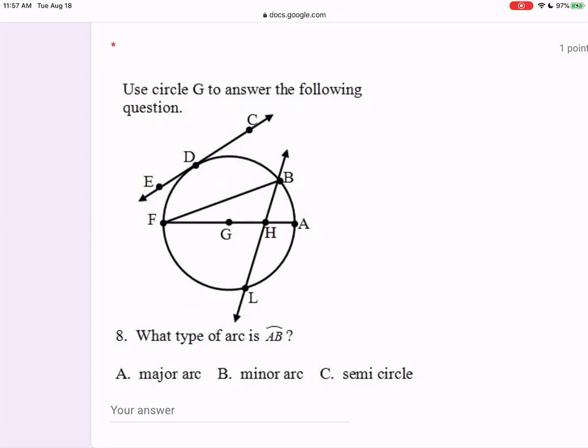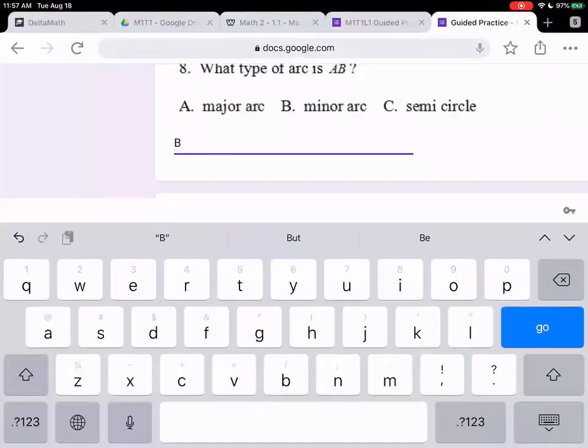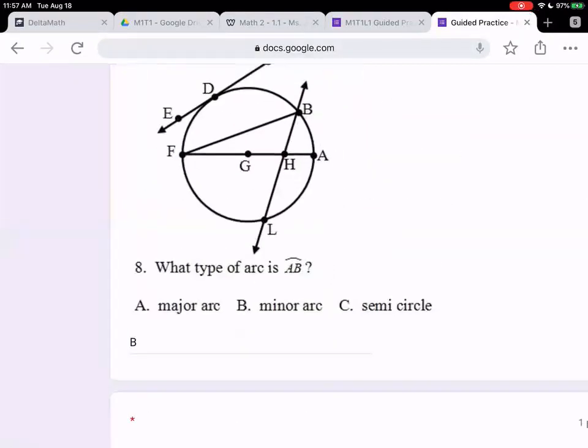I heard a few people try to participate. I appreciate you guys. It is indeed a minor arc. So all we have to do is put B because B stands for minor arc. It's a minor arc because when you draw the curve between A and B, it's smaller than halfway across the circle. So since it is smaller than halfway across the circle, it is a minor arc.